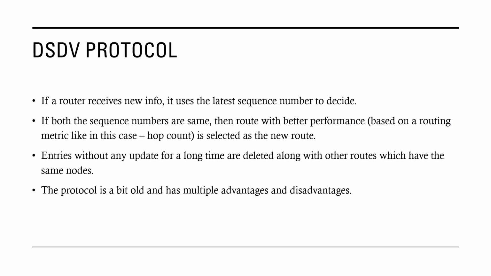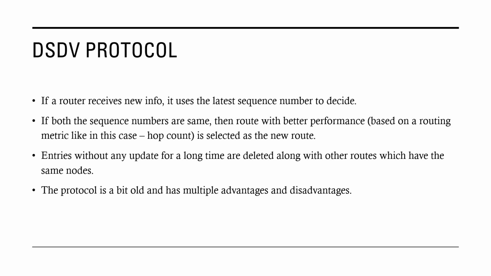So according to the DSDV protocol, if a router receives new information, it uses the latest sequence number to decide whether to accept the new info or not, just like AODV, right? And if both the sequence numbers are the same, then the route with better performance based on a routing metric, for example hop count, is selected as the new route. Okay, so if the sequence numbers are not the same, the latest sequence number is selected, and if they're the same, then the route with the better performance is selected.